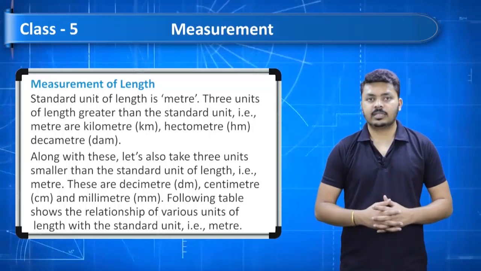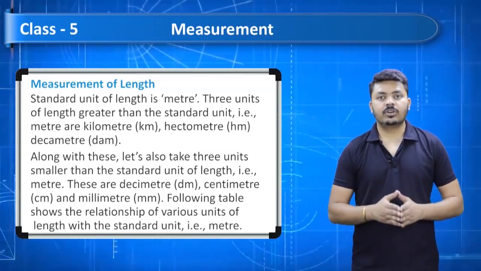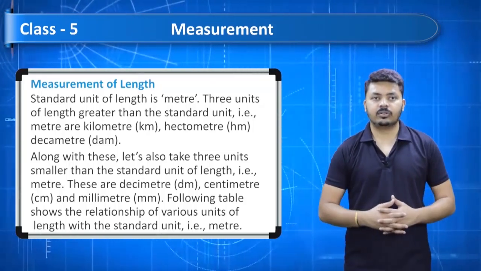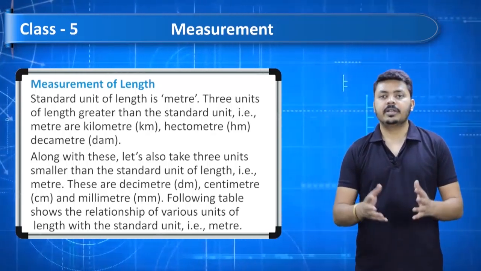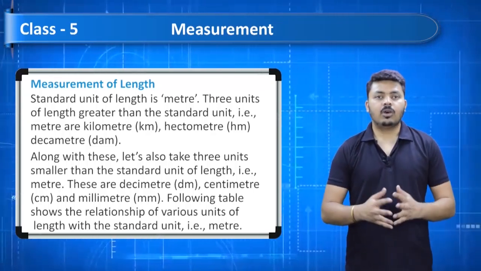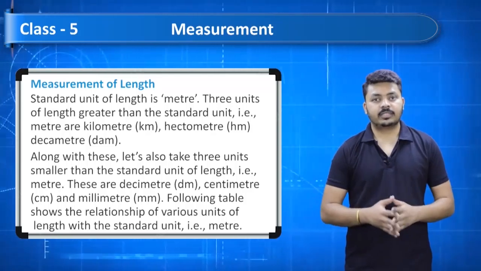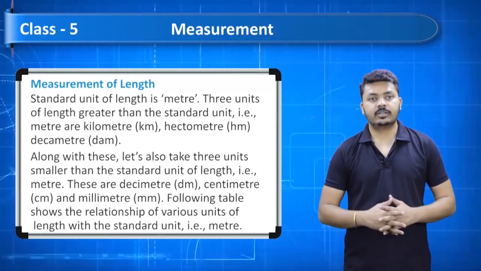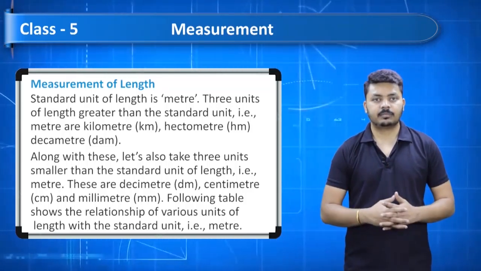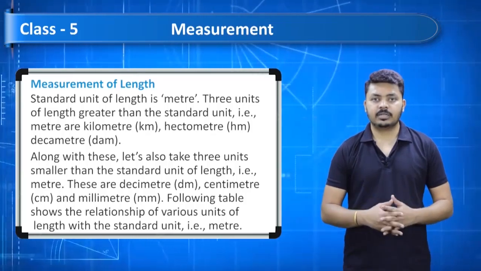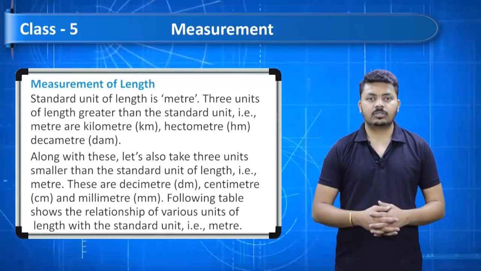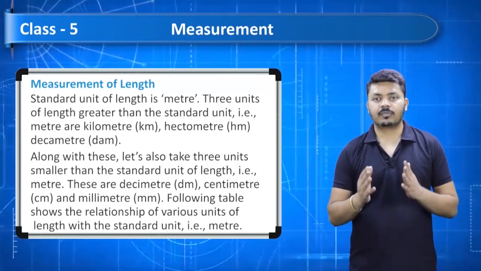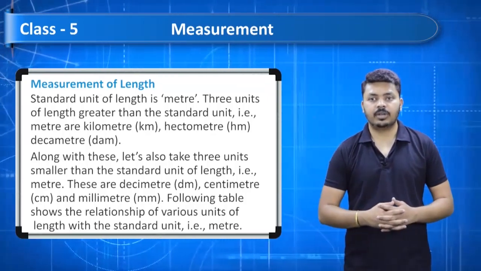Standard unit of length is meter. 3 units of length greater than the standard unit, that is meter, are kilometer, hectometer and decameter. Along with this, let's also take 3 units smaller than the standard unit of length, that is meter. These are decimeter, centimeter and millimeter. The following table shows the relationship of various units of length with the standard unit of meter.